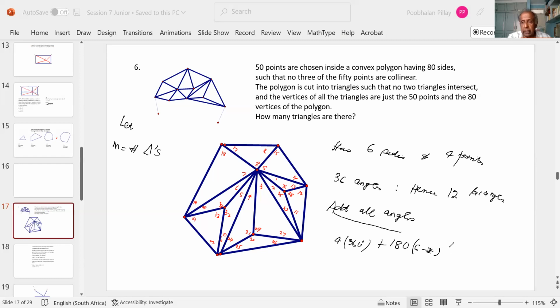And when you add the angles of M triangles, each triangle is 180. So the sum of the angles of M triangles is 180 times M. So there it is. You have one equation with one unknown, right? And you notice that you got 180 times M. Sorry, this writing is not nice at all. So I apologize for the messy writing.